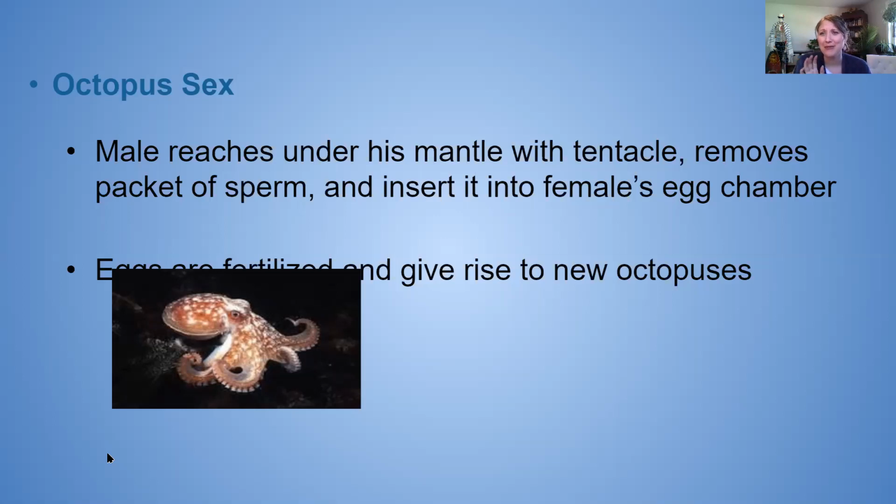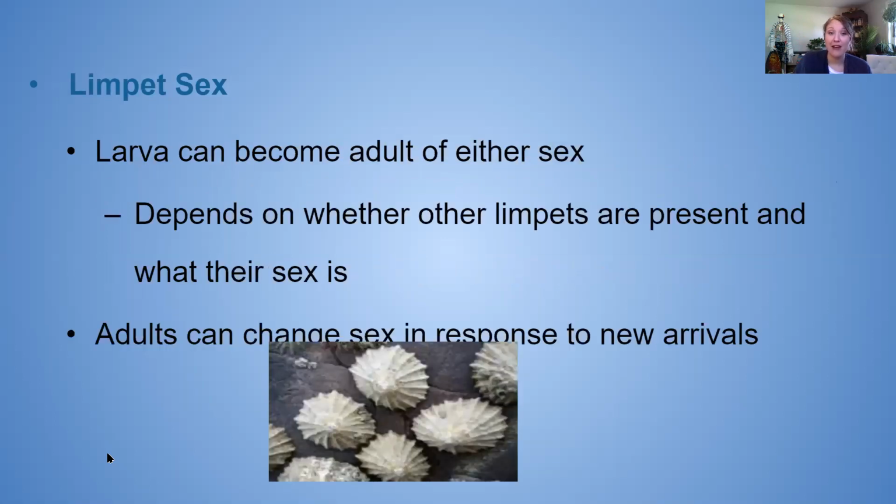And the really sad part of this is that the female will implant those baby octopus eggs in a very safe spot. She will live to guard them, protect them with her life, and as soon as they hatch, she dies. So that's pretty much the end of her life. That's normal compared to limpet sex.